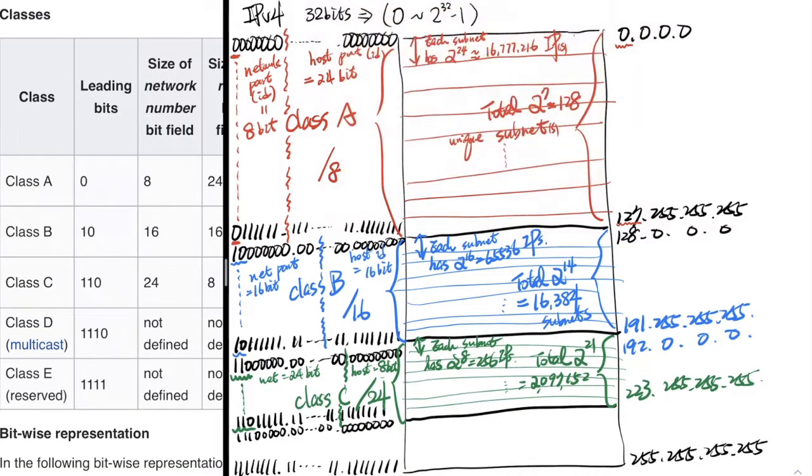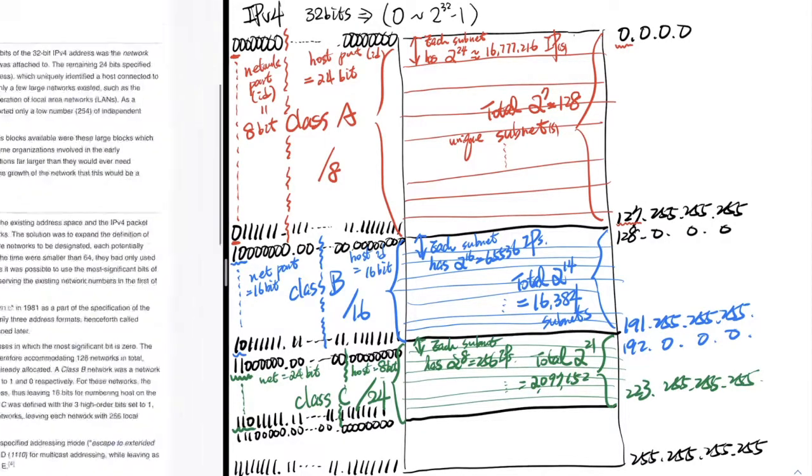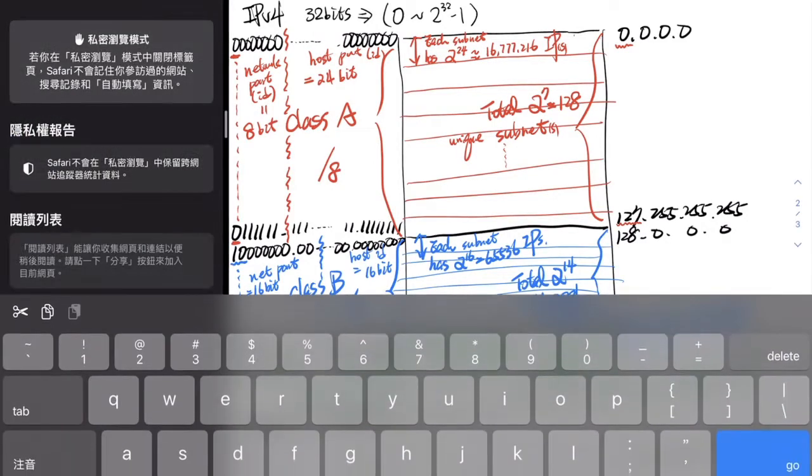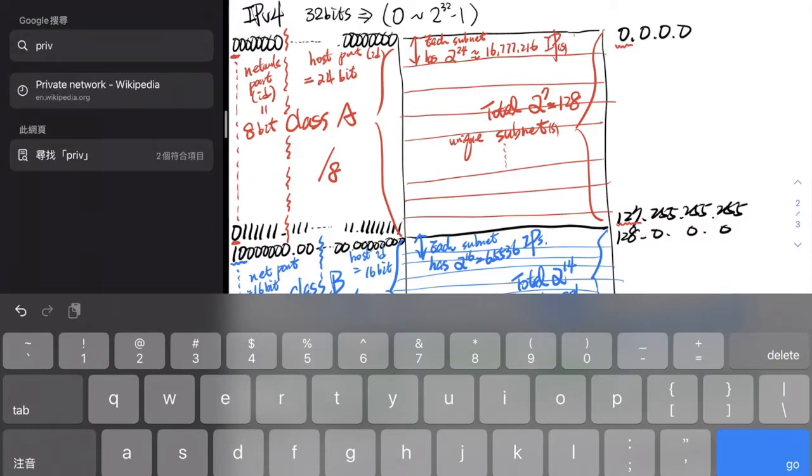And there are some other things. Let's take a look at this. The other Wikipedia, we call it private IP address.